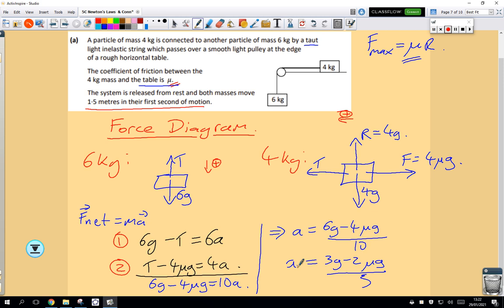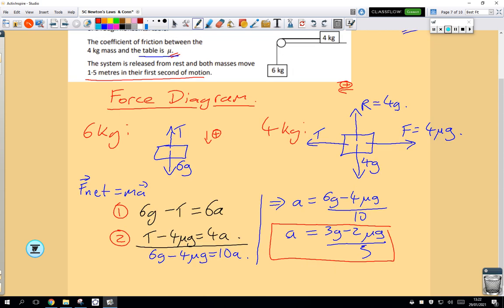That's the acceleration. However, it's in terms of mu. I don't know what mu is at this stage, so I can't find the acceleration just yet. So there has to be another way. And the other way is just to think about this. We know that acceleration is constant. G is constant, mu is constant, g is constant. It's a constant acceleration. So we know we can use the master equations.